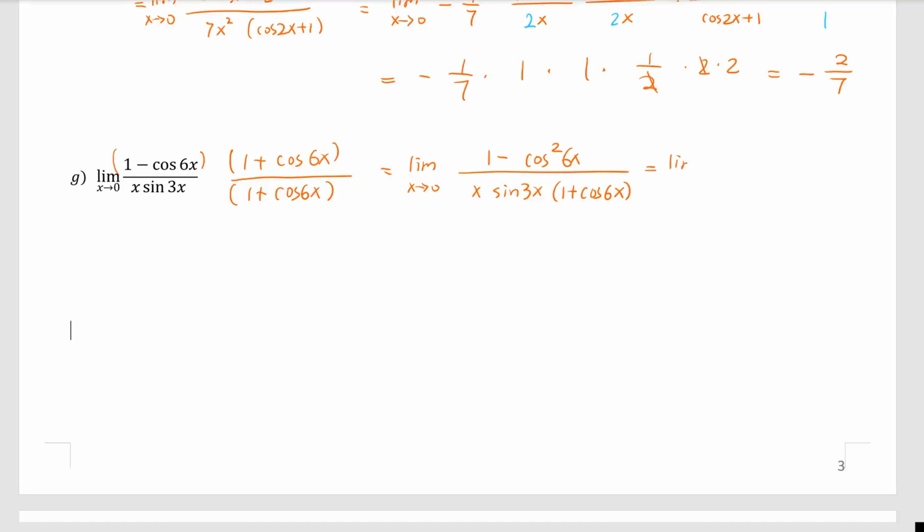Okay, what is the top? Well, 1 minus cosine squared is sine squared. So I hope you're familiar with these trig identities, okay? So this is sine squared 6x. So don't change the angle, it's still 6x. And then x sine 3x.